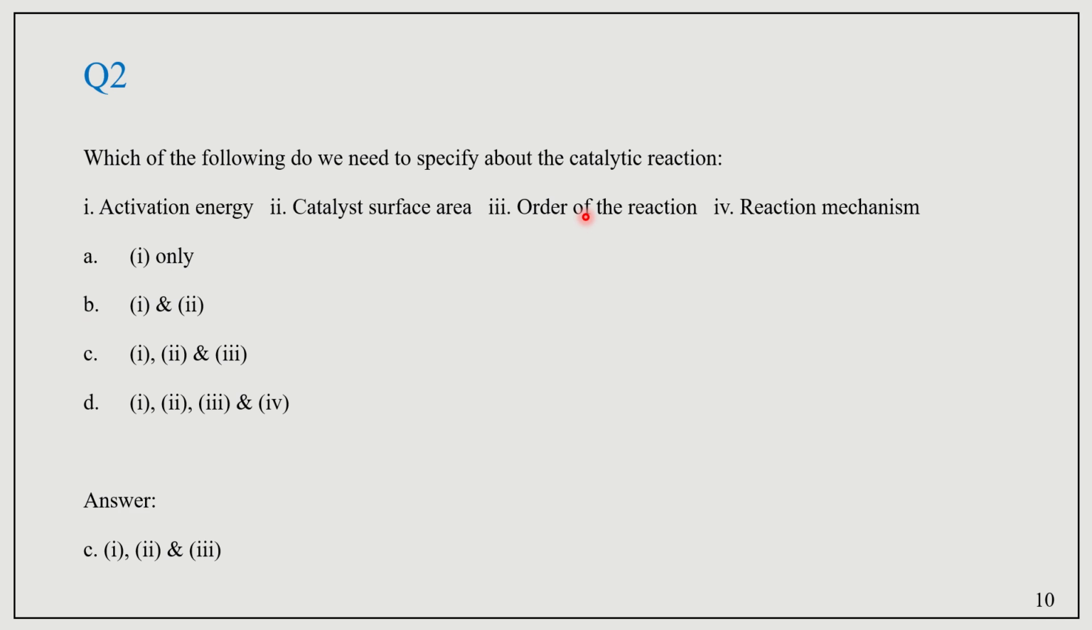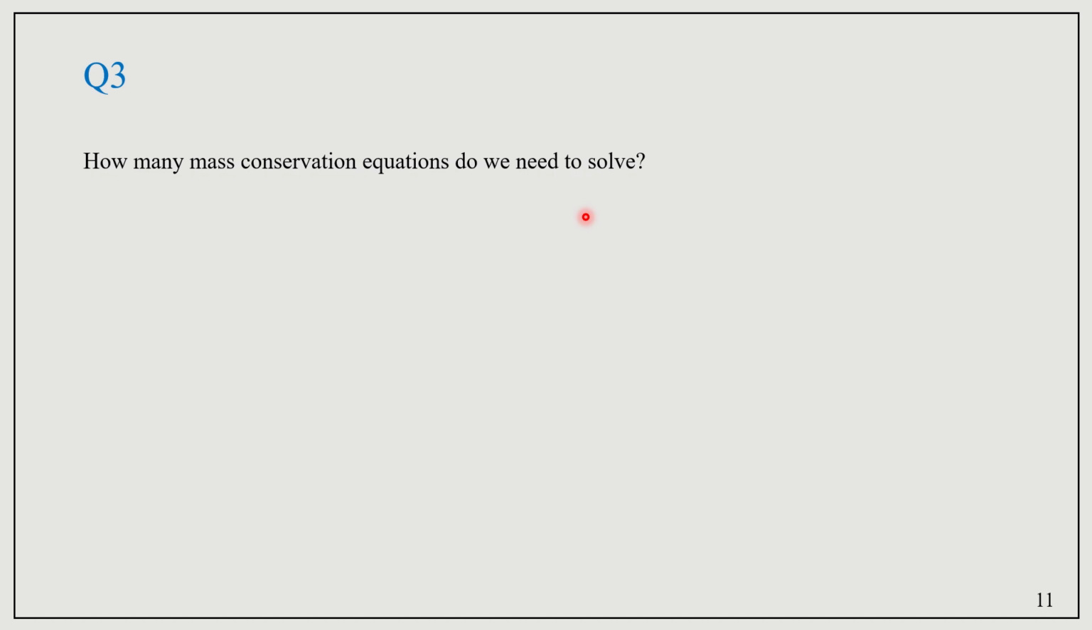Now moving to question 3. In question 3, we have: how many mass conservation equations do we need to solve? Option A, only 1. Option B, 2. Option C, 3. Option D, 4. So we need to know how many mass conservation equations we are solving.